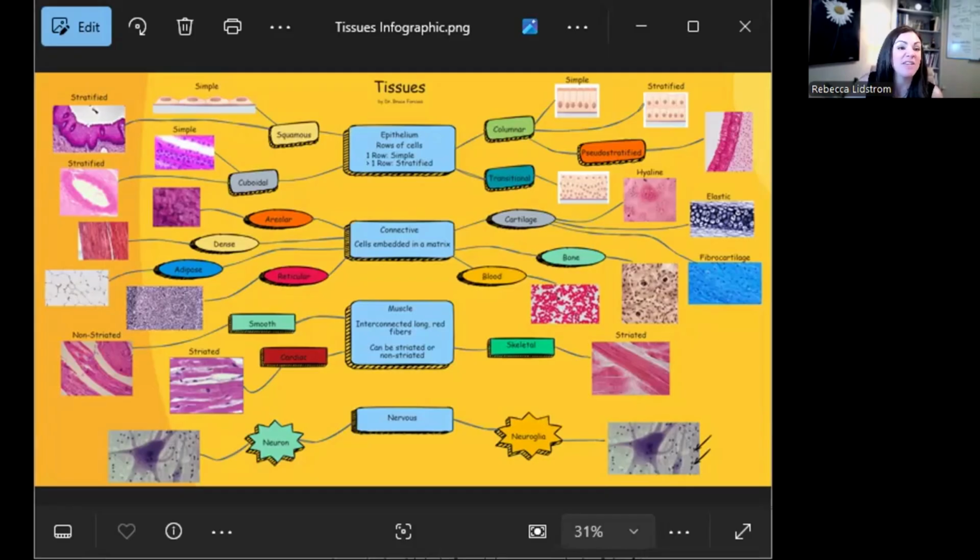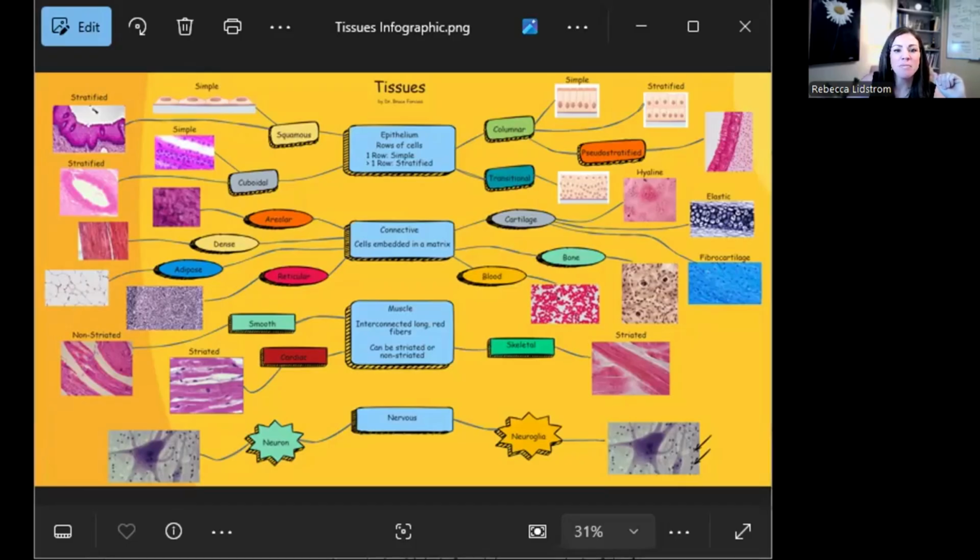Dense connective tissue is going to have a lot of collagen fibers found inside of it. Anywhere we have collagen, we're going to see a lot of strength. So we're going to find dense connective tissue in places where we need a lot of strength, so places like our tendons and ligaments. Tendons are what connect muscle to bone, and then ligaments are how we connect bone to bone and provide structure and support. So that is going to be our dense connective tissue, and it looks really dense when we look at it.